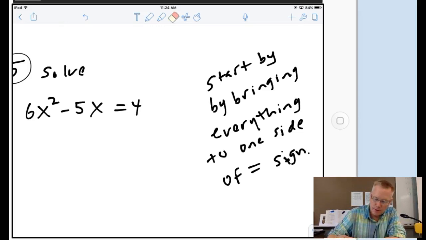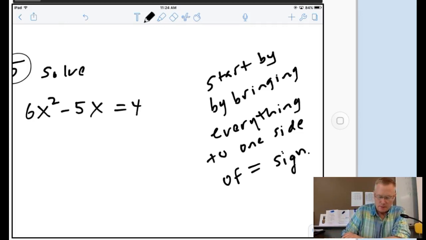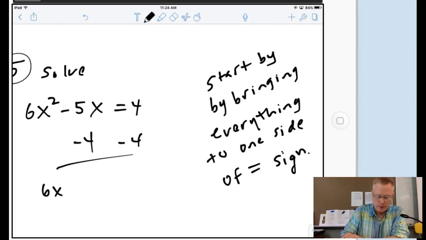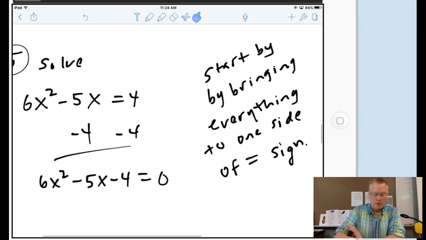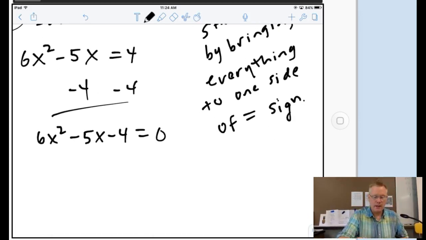All right, it doesn't matter which side, but I'm going to bring everything to the left side, because it's going to be less steps. If I subtract 4 from both sides, I'll get everything on one side. 5x minus 4 is 5x minus 4. Okay.